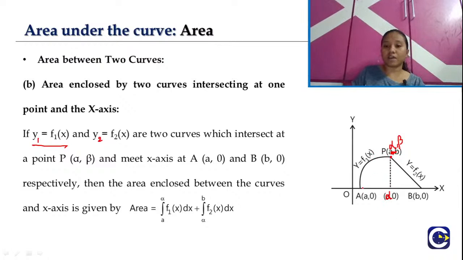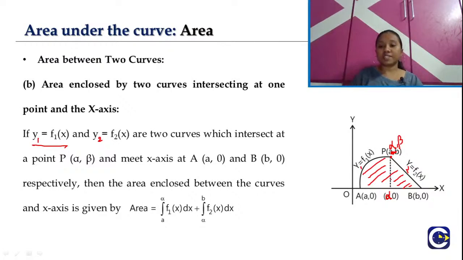This is our first curve y1, that is f1(x), and this is the second curve y2, that is f2(x). These two curves are intersecting at one single point P with the coordinates alpha comma beta. We have to find the area enclosed between these two curves and the x-axis. The area enclosed is this entire thing.